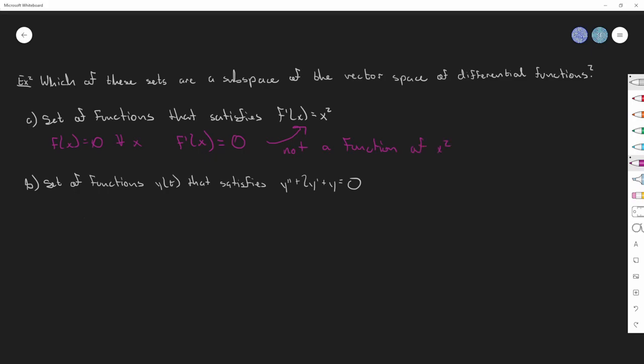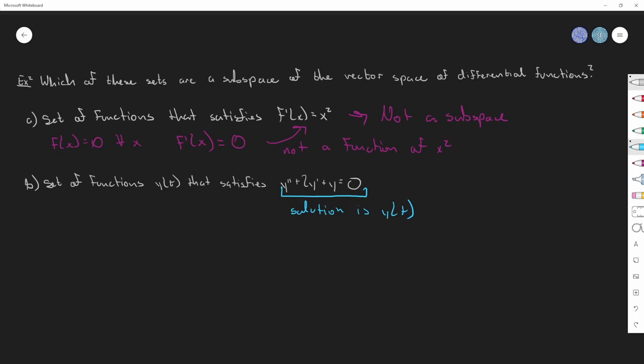So that means this set is not a subspace. So that was pretty easy. Now the last part of this example is a set of functions y of t that satisfies y double prime plus 2y prime plus y is equal to 0. So what this is basically saying is that, given this differential equation, the solution of this differential equation is y of t.